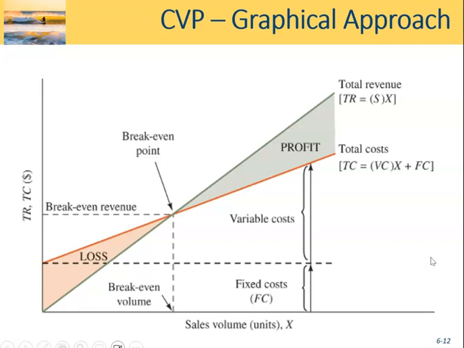Okay, I want to look at the graph. So if we did graph it, you can see where the 2 lines, meaning the total costs, which is your red line, and your total revenue, which is your green line, where those 2 intersect, that's your break-even point.